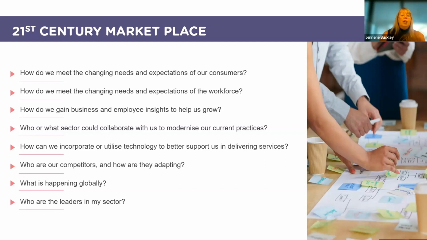We were looking for how providers nationally and internationally were addressing the changing needs and expectations of consumers and workers, how they were using business and workforce insights to help them grow and to shape their service models, and how the sector was collaborating on modernised and current service models, and, importantly, how technology was being used to improve customer experience, employee experience, as well as new service delivery models.